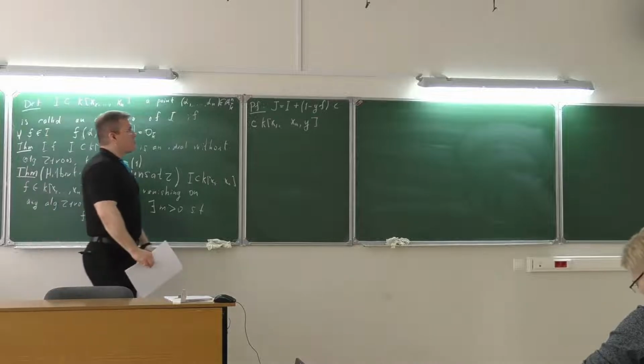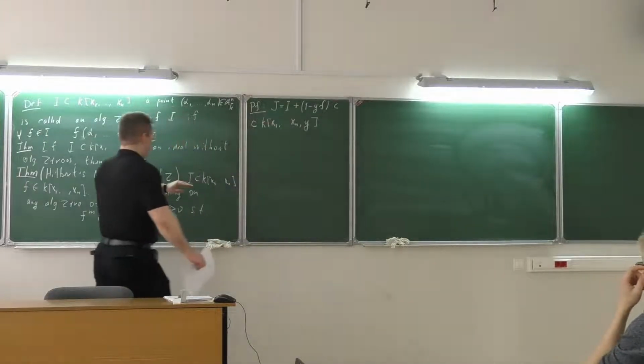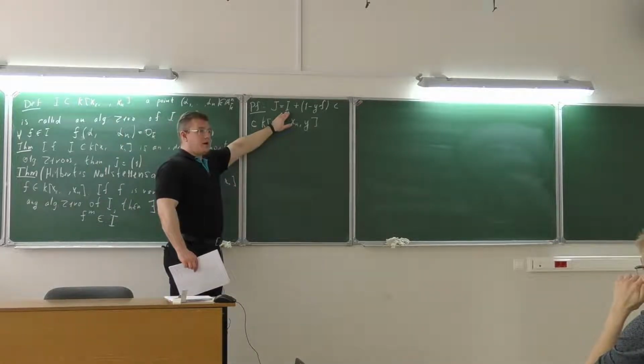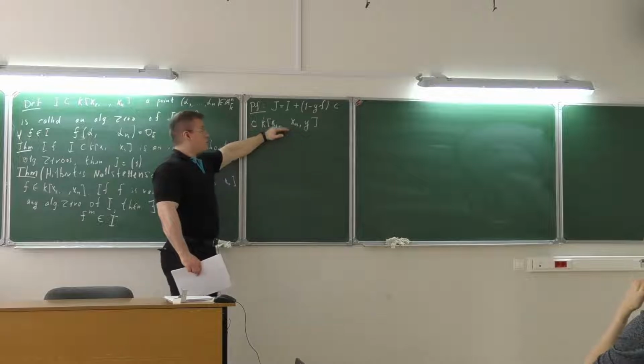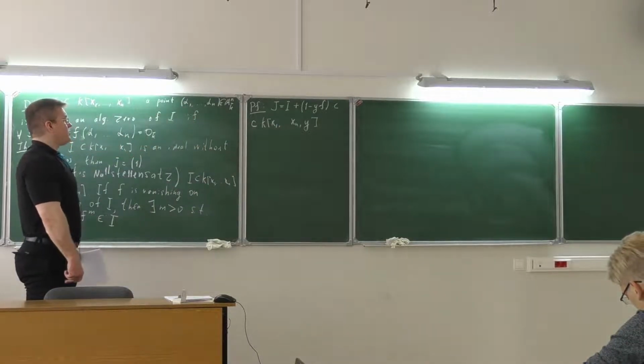Notice that I'm using notation a little bit loosely. So this I is living in this ring. Here I just consider the extension of this ideal I to this new ring. So there is a slight abuse of notation, but to keep formulas simple and clear, I just want to use it.